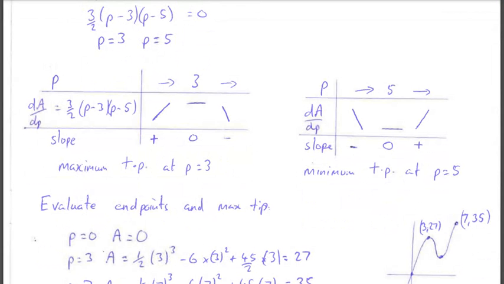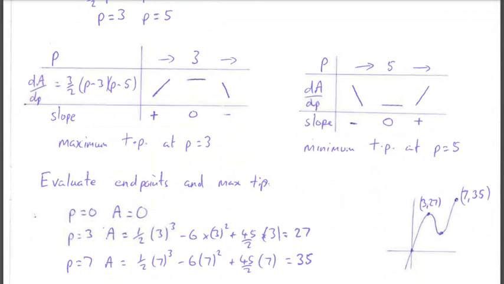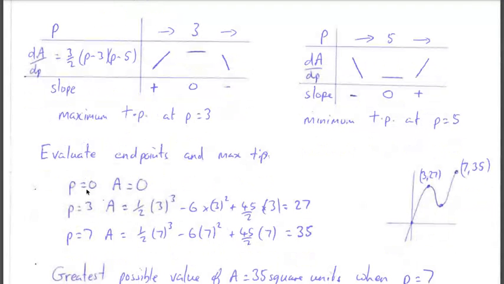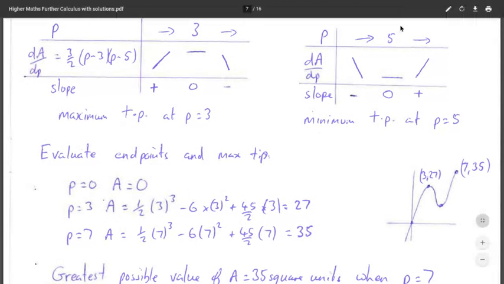Remember, evaluate the endpoints, because we're not asked for the maximum turning point, we're asked for the maximum value. So what's the value of A when p is 0 and 7? Also evaluate when p is 3, because we know that's a maximum. We don't need to evaluate when p is 5, because we're not interested in the minimum.